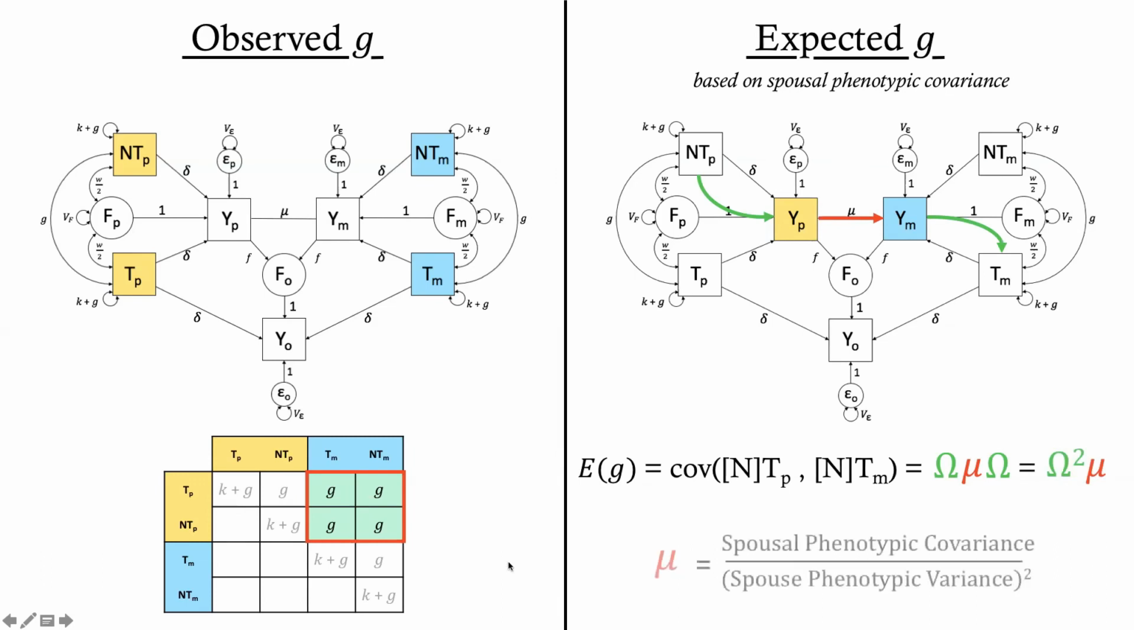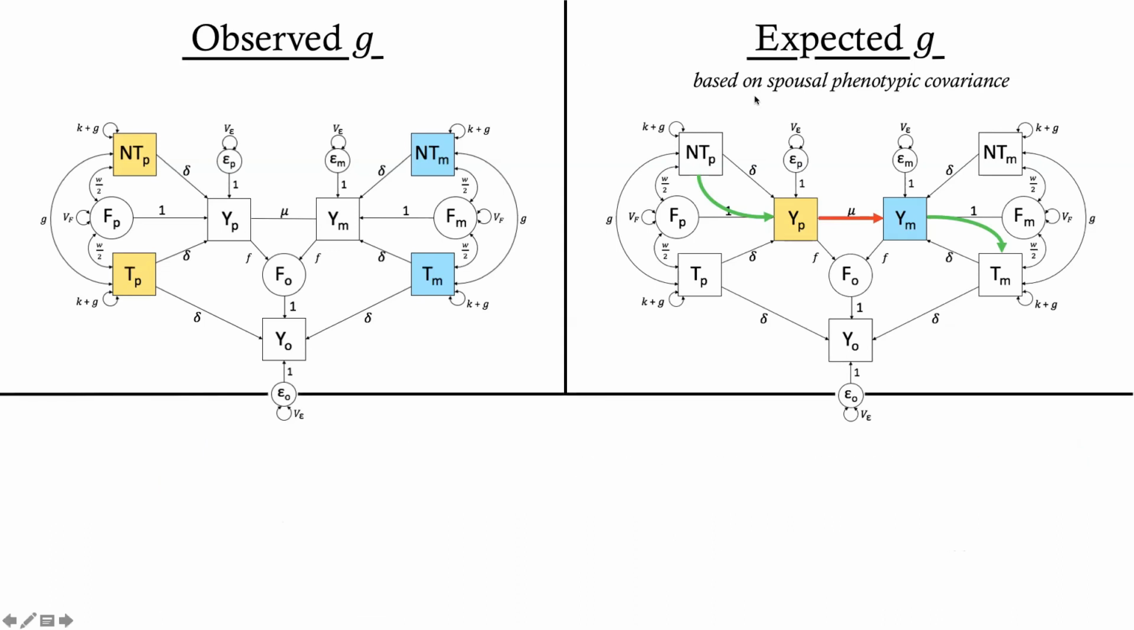Because mu is just a function of the spousal phenotypic covariances and variance, this version of G is also a function of those two things. So that's why this gives us the expected G based on spousal phenotypic covariance. So comparing observed and expected G can tell us the type of homogamy.